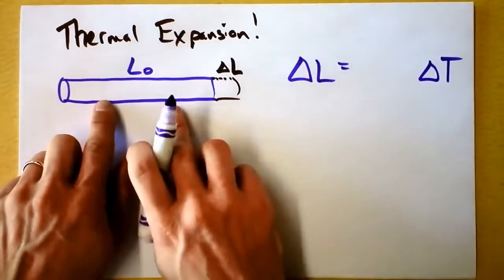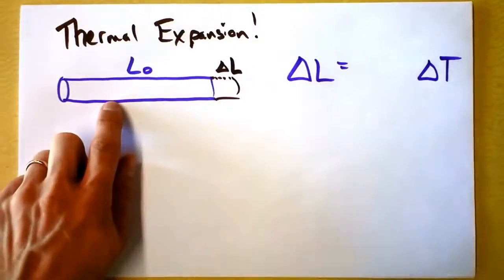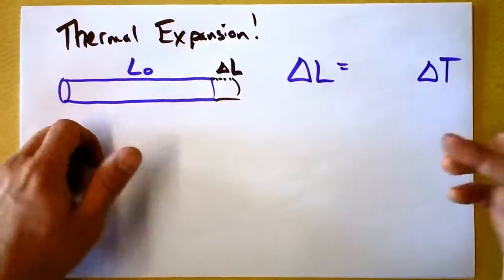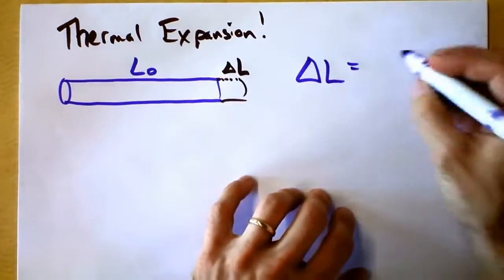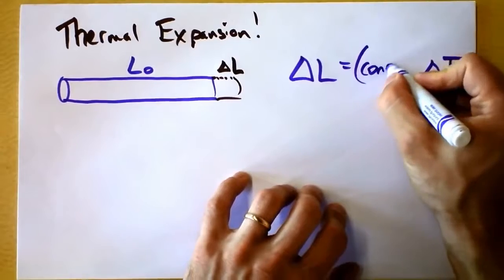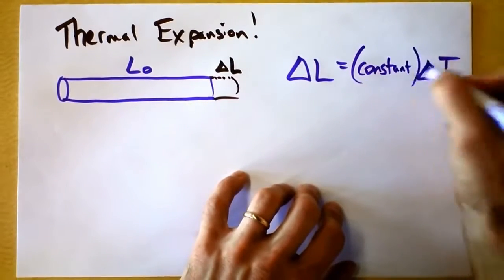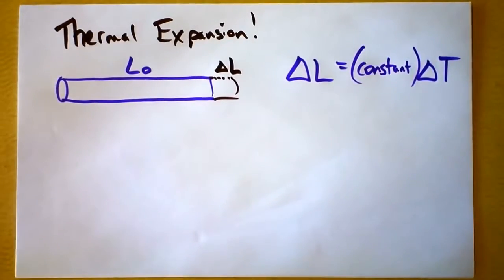If I change the temperature by a little bit, the length changes a little bit, and if I change the temperature by a lot, the length changes by a lot. So it depends on some constant too, though. And I don't know yet what that constant might be. But I want to ask you a question.